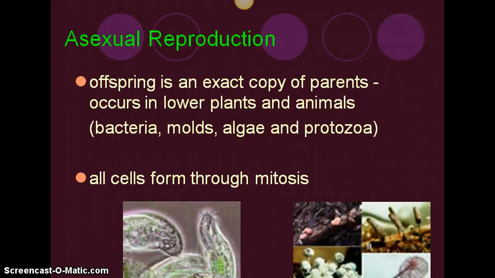Okay, the last thing for today is asexual reproduction, and this is an exact copy of the parent. So this is going to be in single-celled organisms, things like that, that go through asexual reproduction. Bacteria, molds, algae, and protozoa are examples. And all of the cells form through mitosis in this situation because they don't have sexual reproduction, so they don't need meiosis to happen.